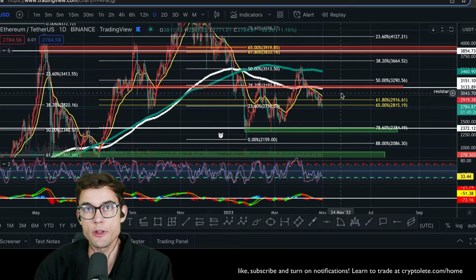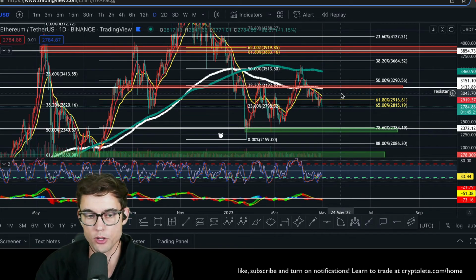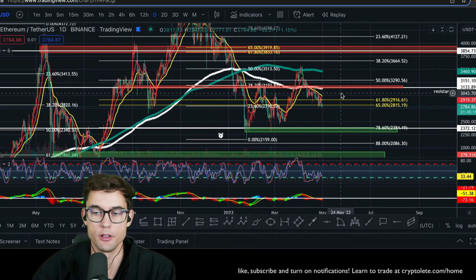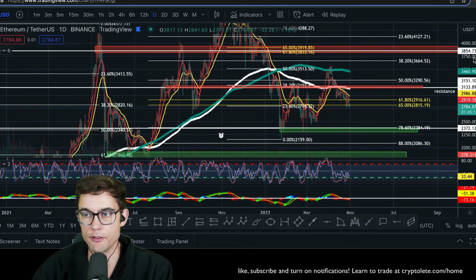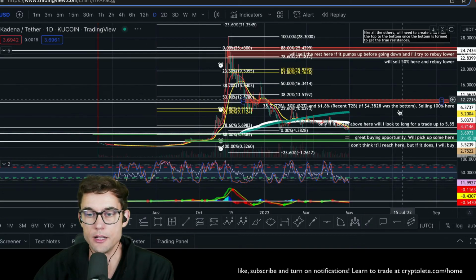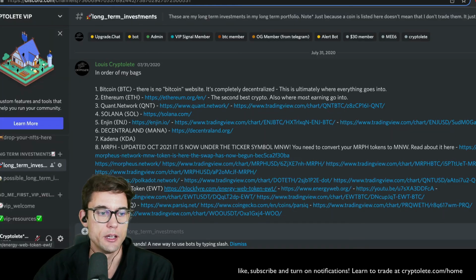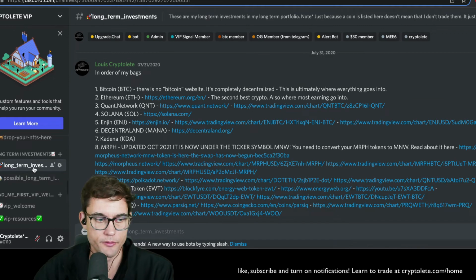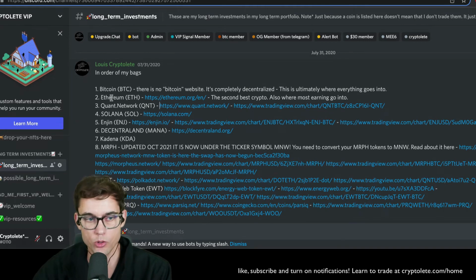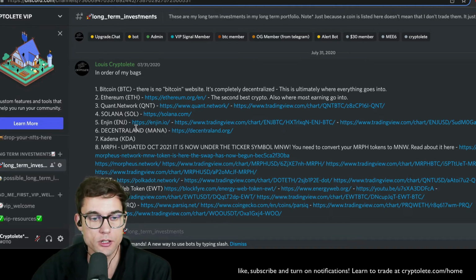Okay, so now that we have Ethereum, the next thing that I want to do is go over the different coins that I want to invest into for the long term and basically plot out the levels. So Ethereum obviously is a big one. Another one that I would like to have a lot in is Kadena or KDA. And what I'll do is I'll just show you in my Discord, I have a long-term investments portfolio, and it's Bitcoin, Ethereum, Quant Network. Obviously, I love Quant Network, Solana, Engine, Decentraland.